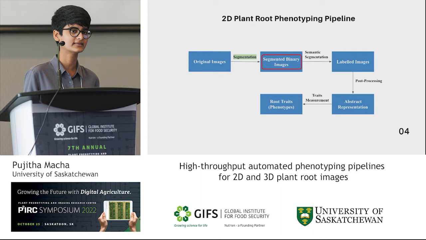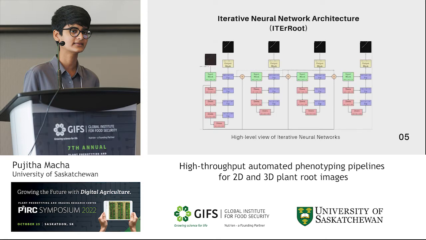So here's how a 2D plant root phenotyping pipeline looks. It takes a set of 2D RGB plant root images as input, and it outputs plant root phenotypes. We'll now look into the segmentation module. This is a high-level view of the iterative neural networks that we use for segmentation. It's iterative because, if you see in the image here, it has a set of U-Nets that are connected with the help of skip connections. The output of one network acts as an input to the next network, and the output of the last network is the final segmentation mask.